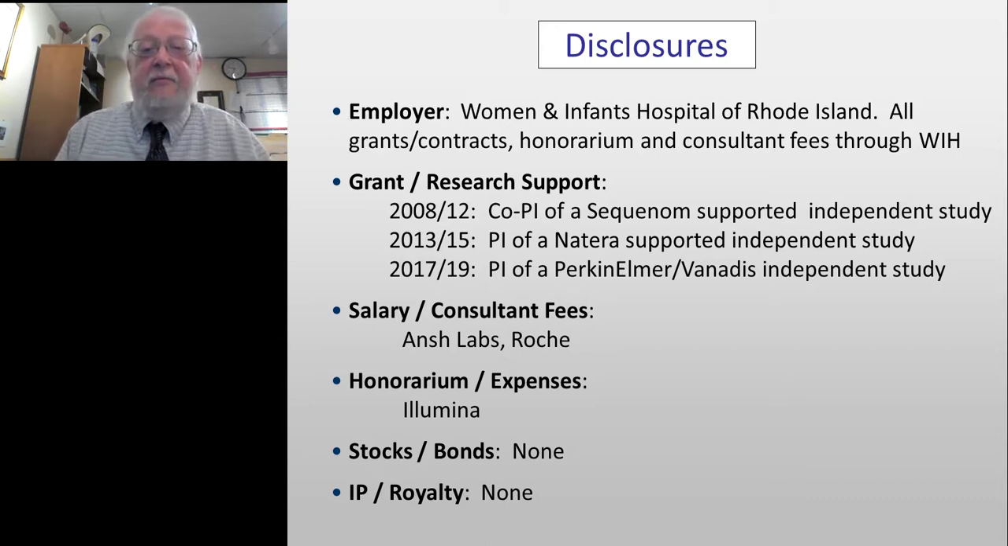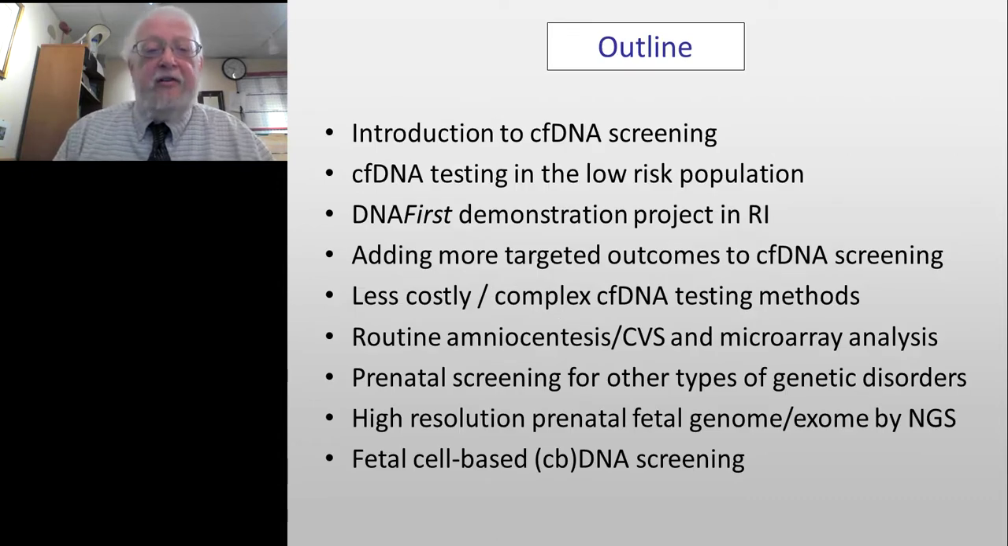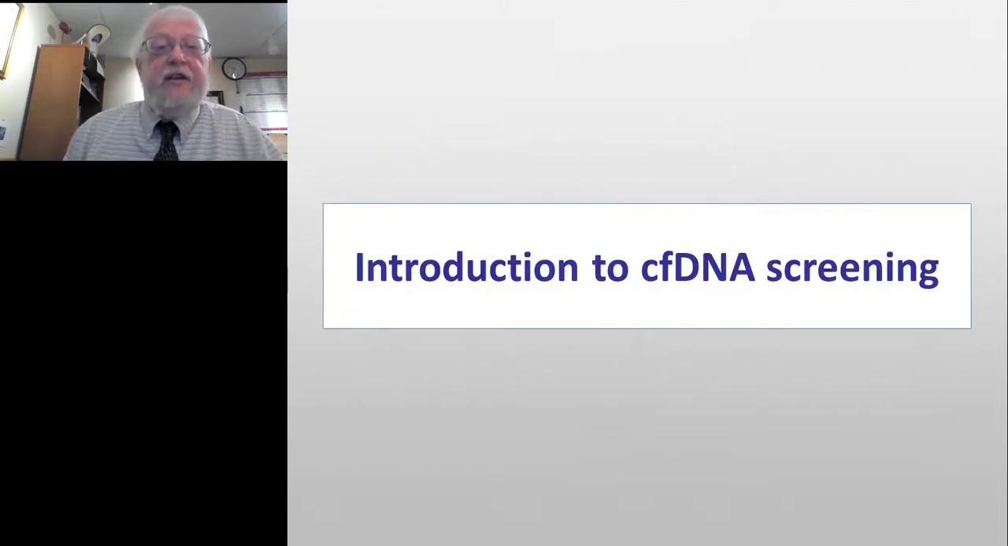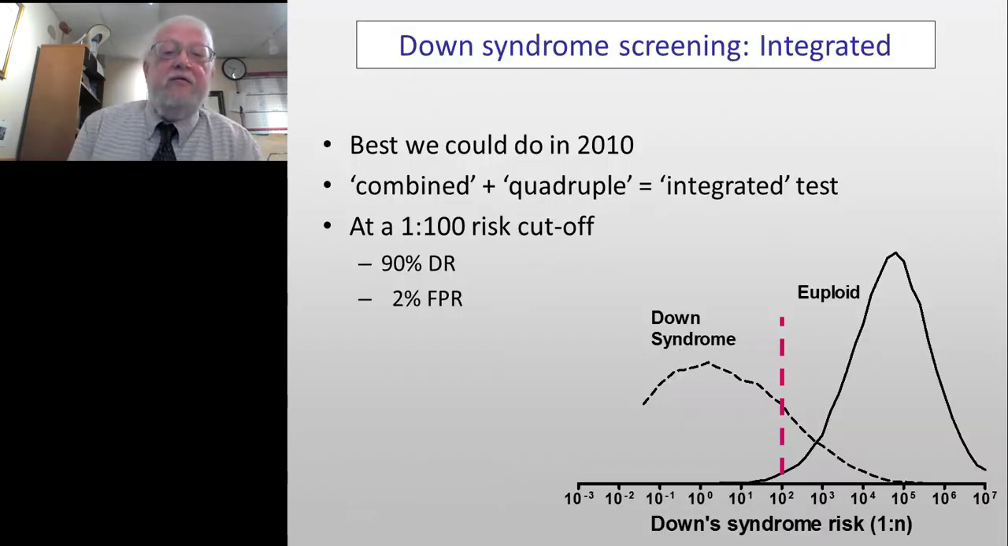And our outline, the main part of the talk, the first four bullets, maybe first five, have to do with cell-free DNA, and then the last four have to do with competing models or methodologies that might merge together with cell-free DNA testing in the near or longer term future. So let's start off with an introduction, and even as background, going a little bit further back, where were we in 2000?